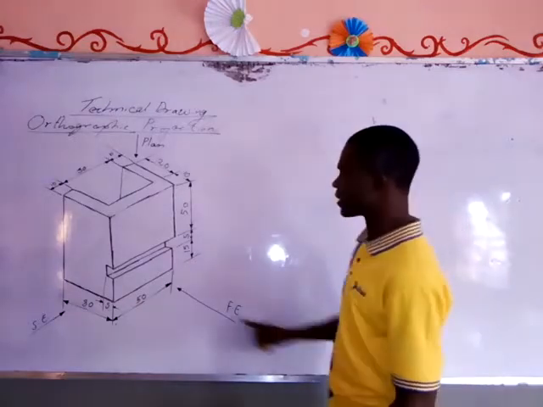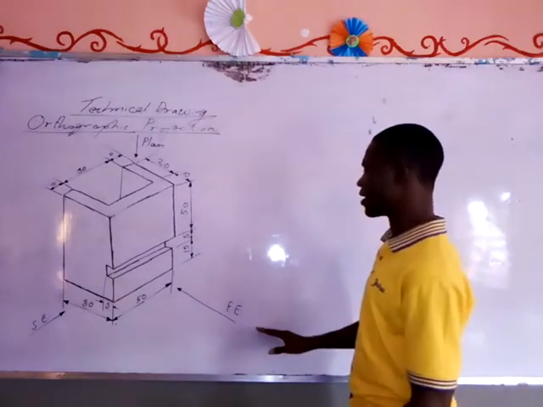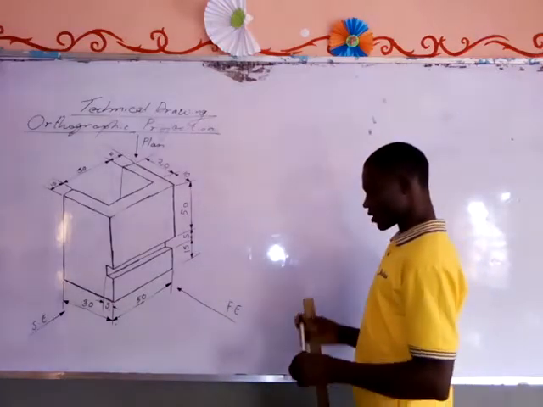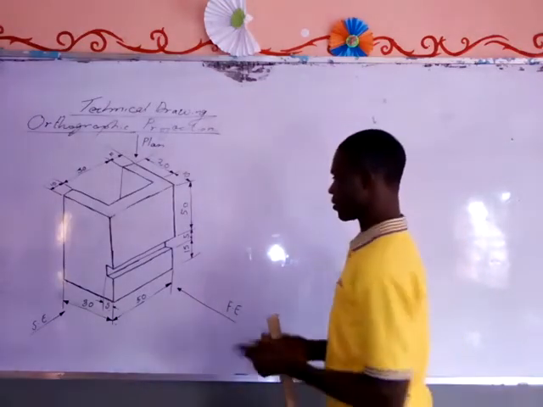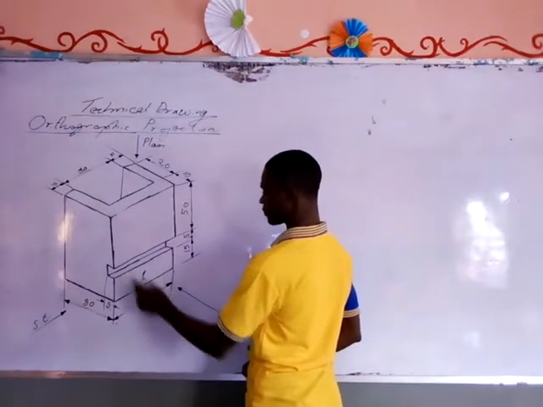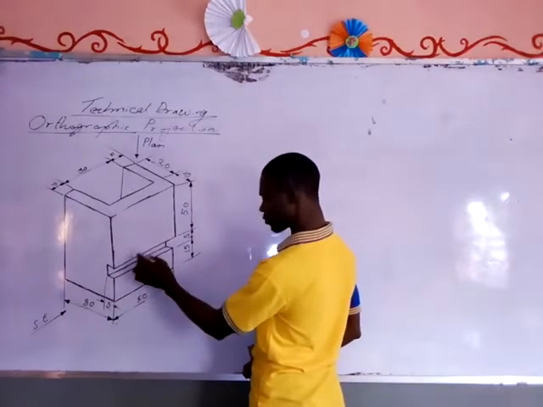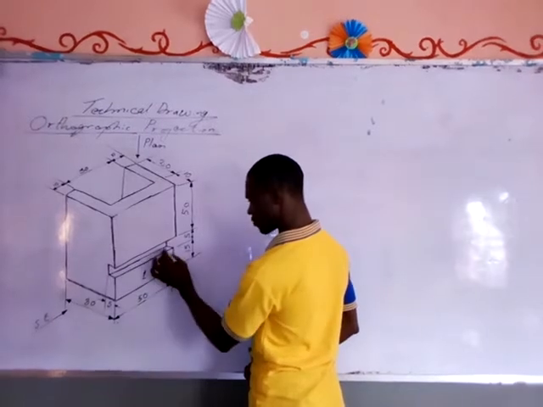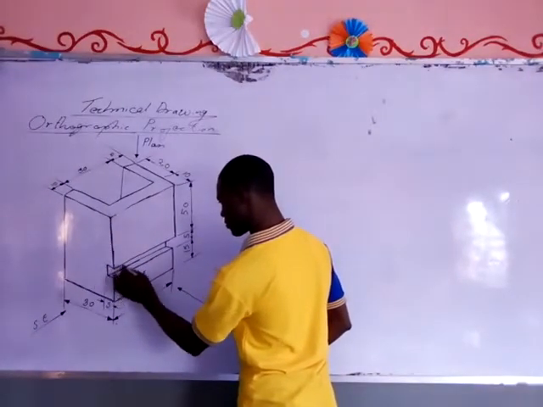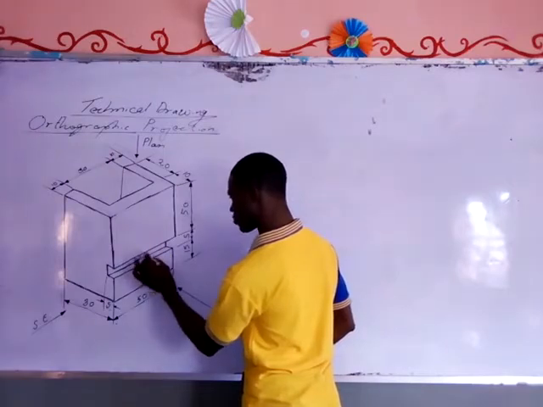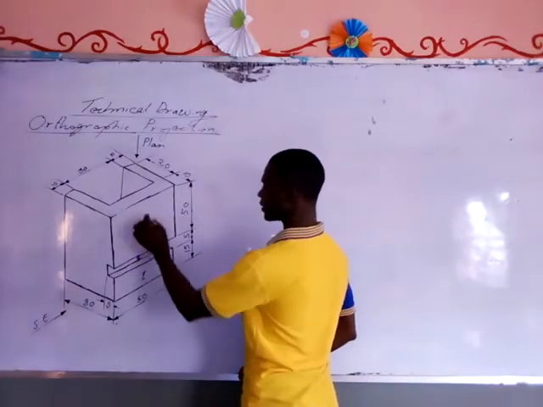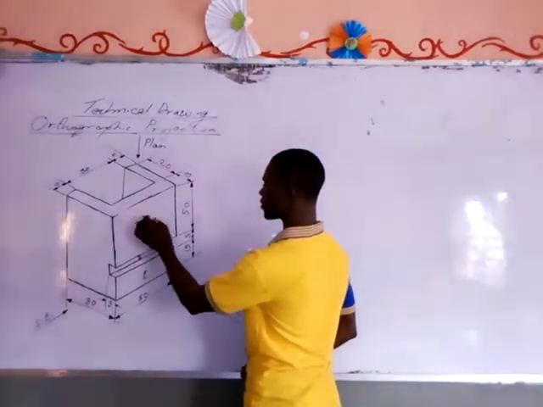We are looking at this object in this direction, so our front elevation is in this direction. What do we see here? We see this rectangle, so I will call it rectangle 1. There is a rectangle here that goes like this, so this is rectangle 2. And then we see this rectangle, so this is rectangle 3.